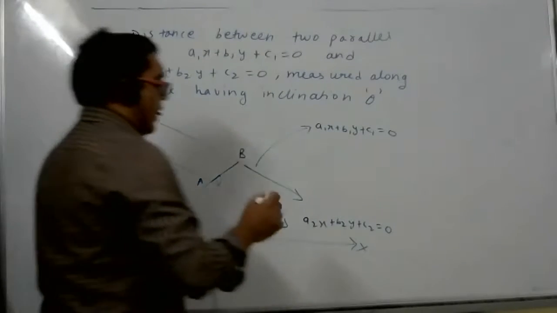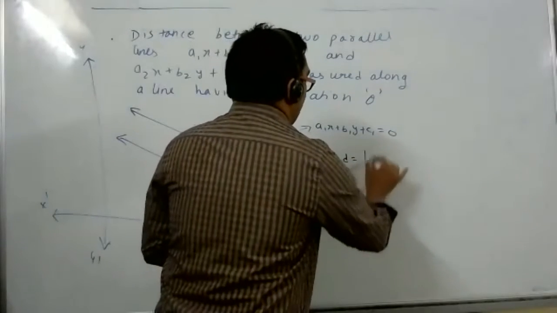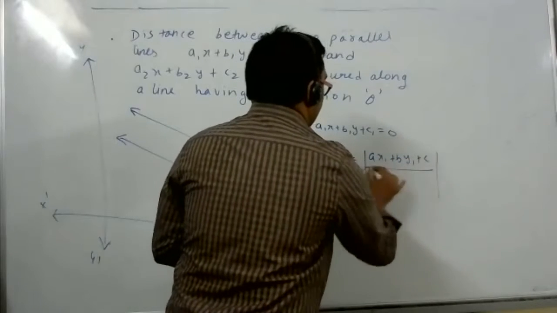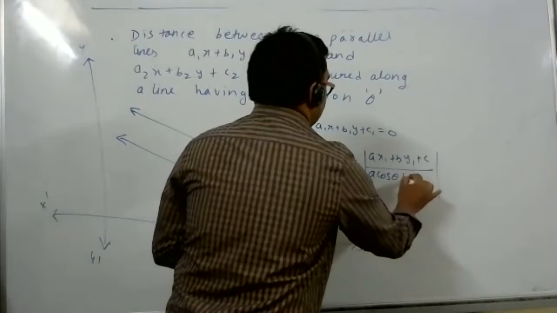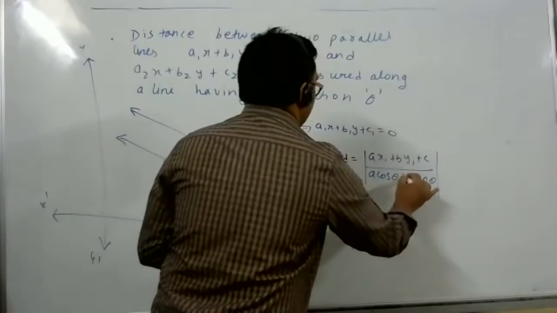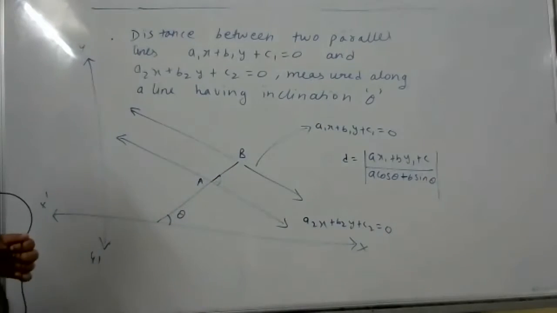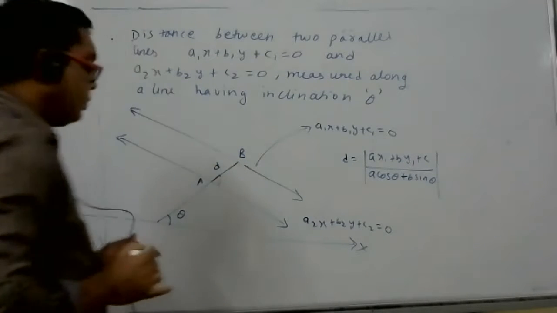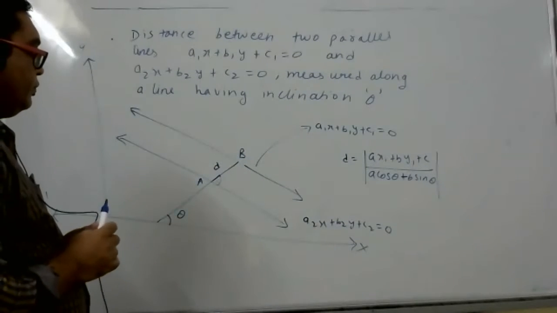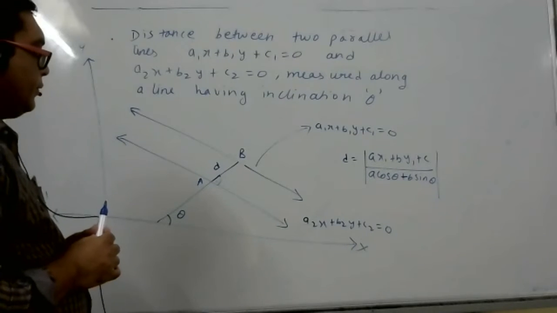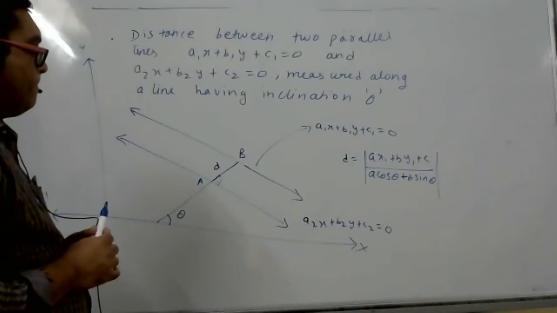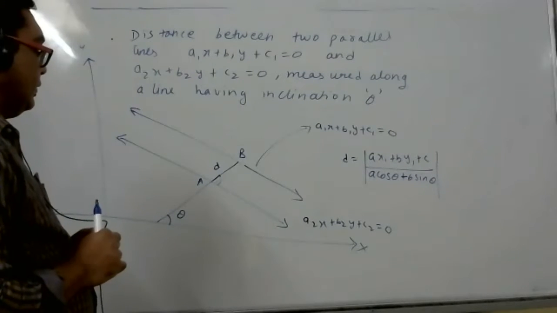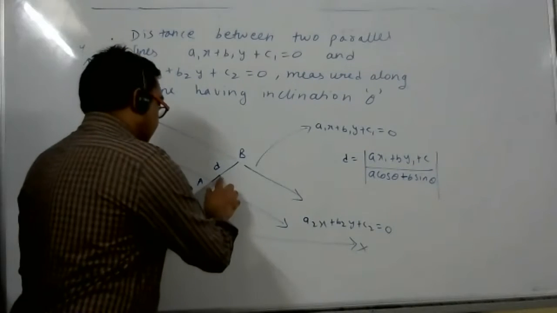So for this, the answer is d is equal to mod of (a x1 plus b y1 plus c) divided by (a cos theta plus b sin theta). This is the formula. Write down the formula. Sir, we can draw a perpendicular, then we know the formula for perpendicular distance. So we'll divide that distance by sin theta and you get the answer. That way we can get. I'm not sure we can get it that way or not, but it's okay.